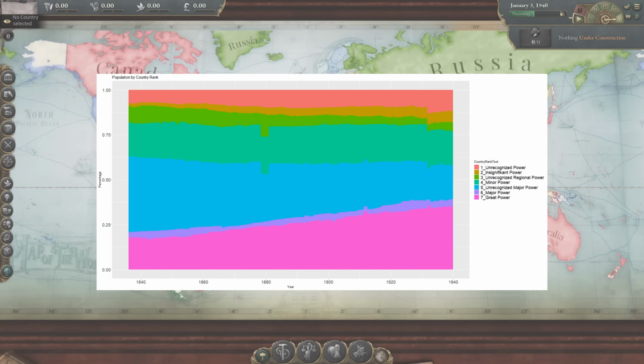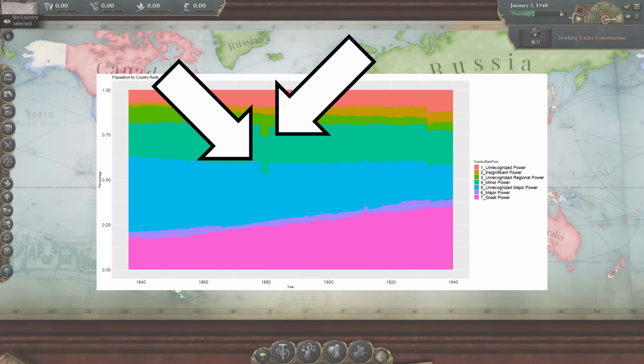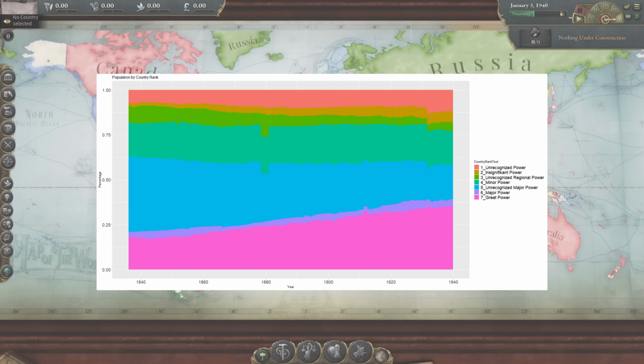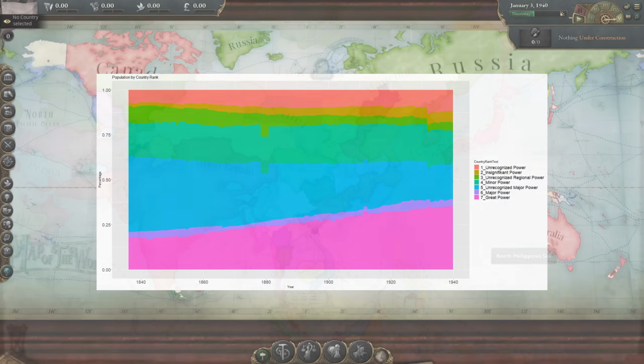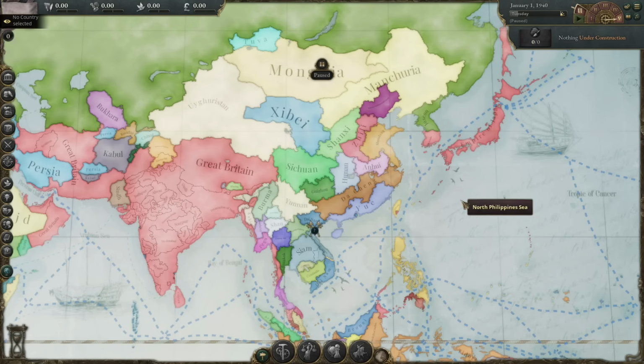Also, let's talk about the weird bump in 1880. We see a massive shift from unrecognized major powers to unrecognized regional powers. Remember, this data is the average over 5 timelapses. I would guess China had a massive civil war in one of the timelapses where both parts became regional powers for a while. I think something similar happened in 1930. China probably exploded into little pieces in one timelapse. You know, probably looking like this.